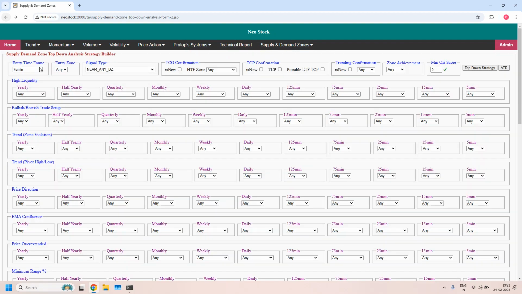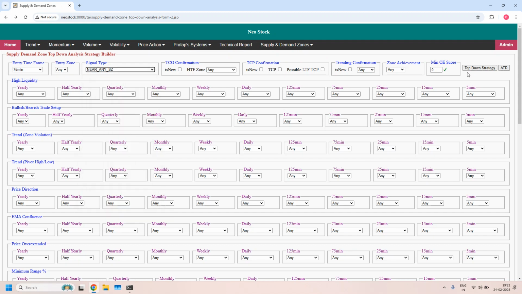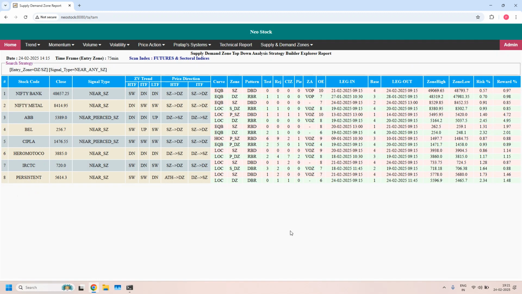Okay, next for the 75 minutes time frame, let us find the stocks near 75 minutes supply zone. We got 8 stocks. Out of these 8, let us find high liquidity 75 minutes supply zones. No, we don't have any high liquidity 75 minute supply zones from this list.